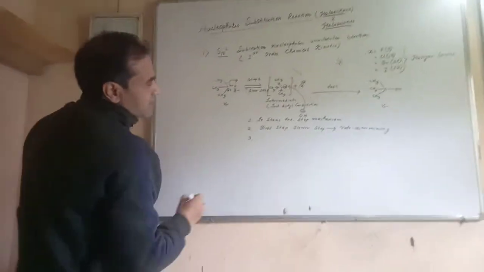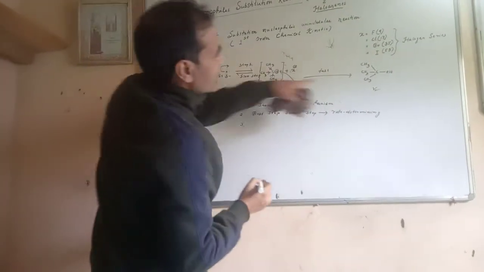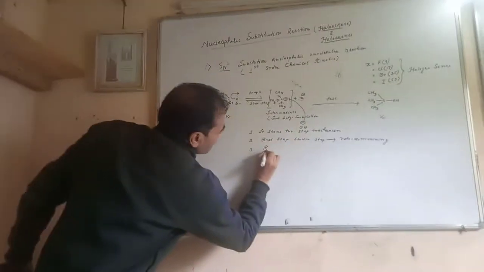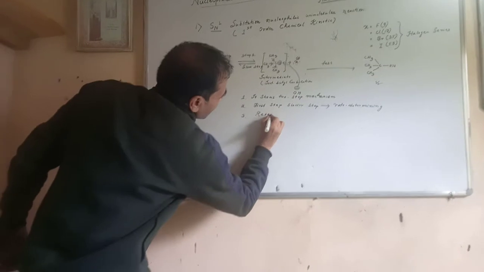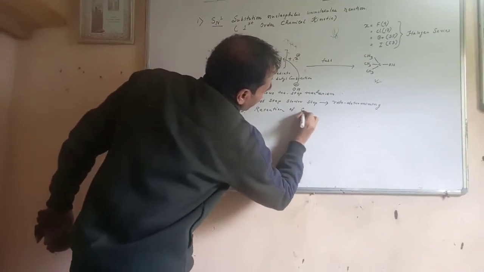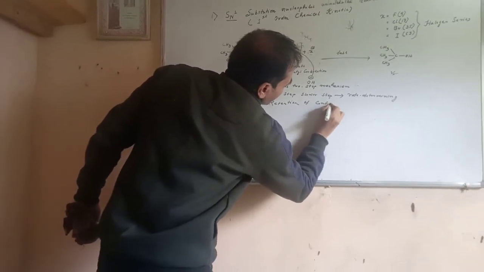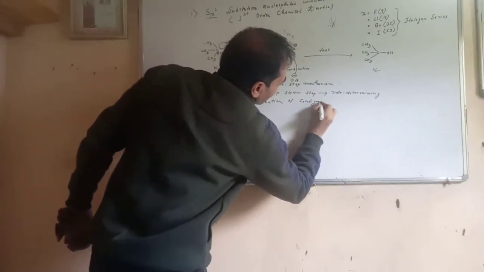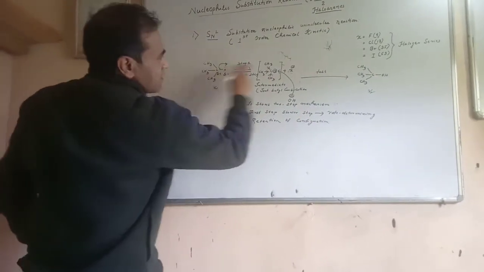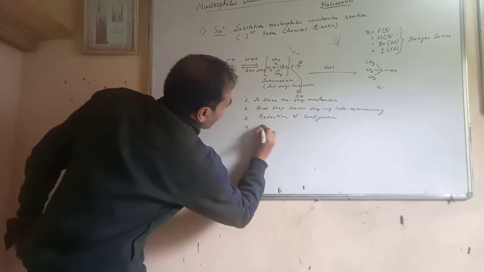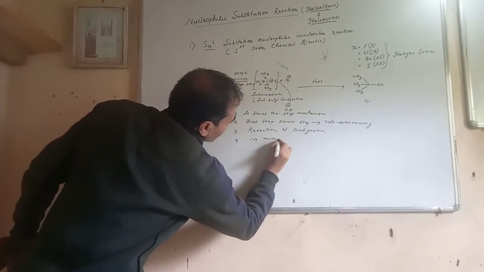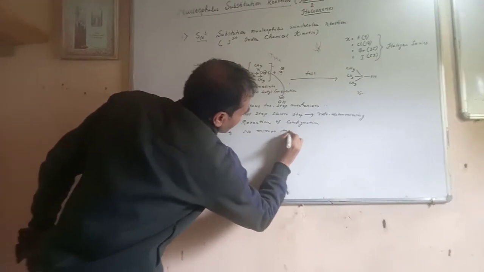Now third point, it retains the configuration. See, it is having the same configuration. So third point is the retention of configuration. Both the product and the substrate are having the same configuration. Now number 4, is it a mirror image? No mirror image. No mirror image to each other.